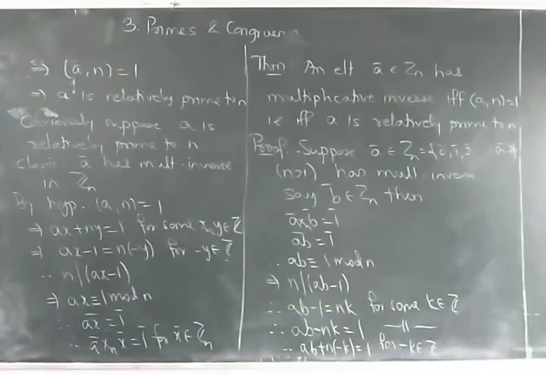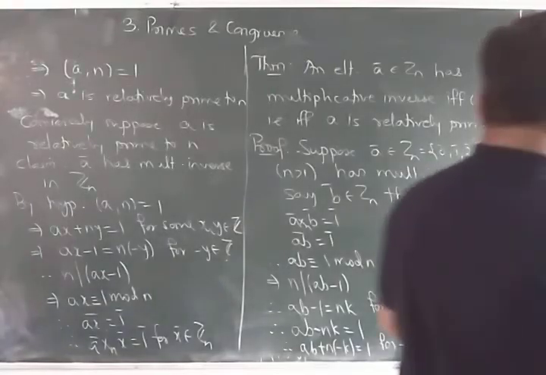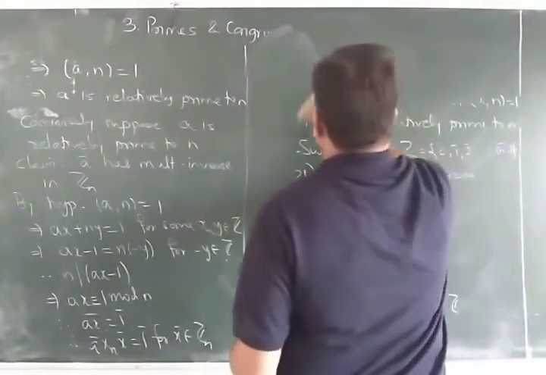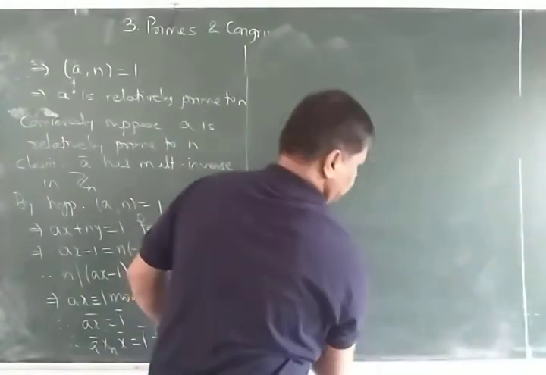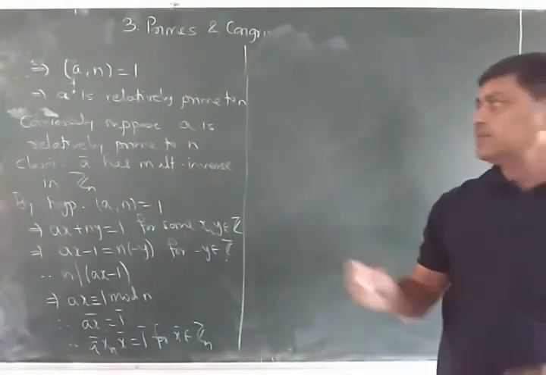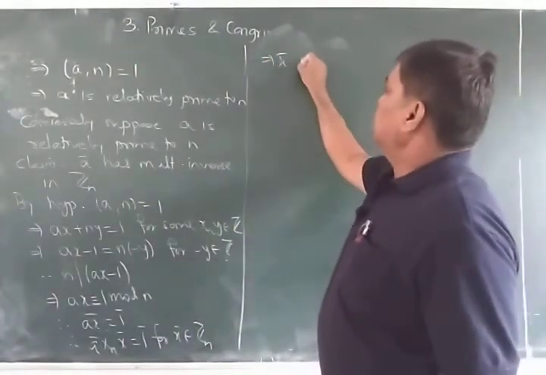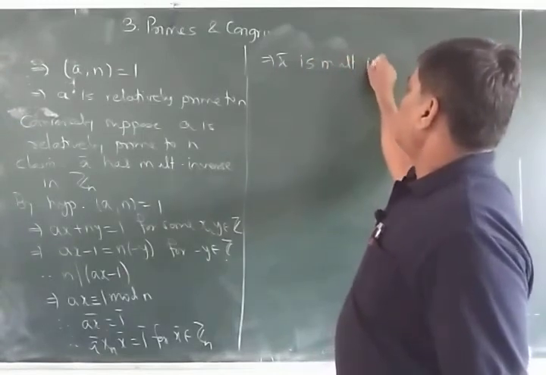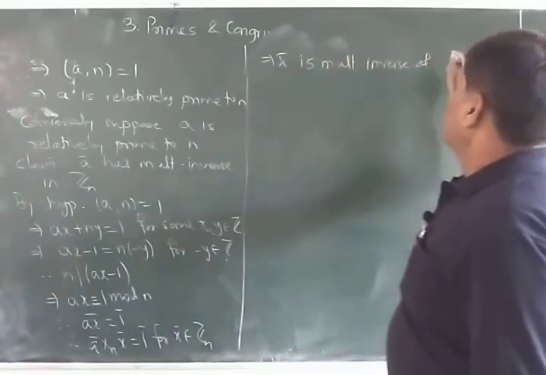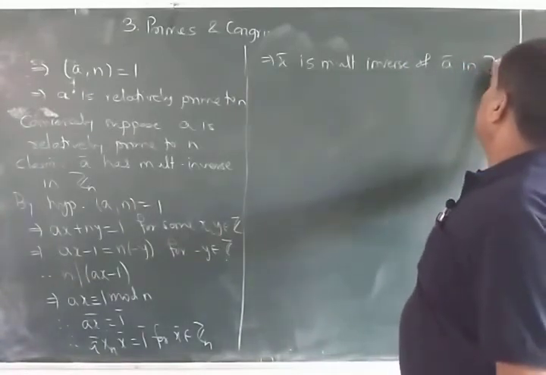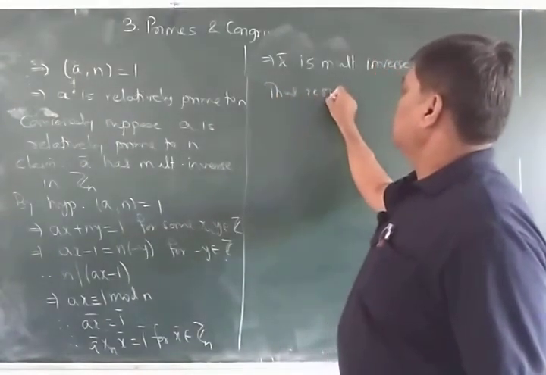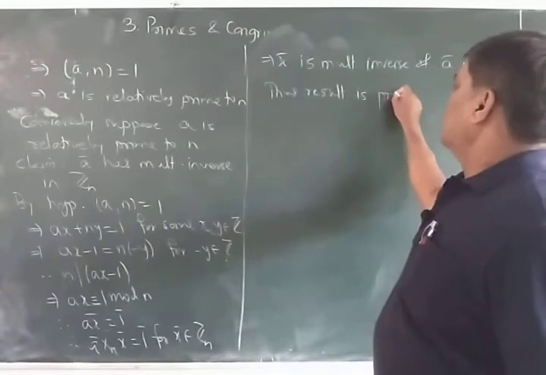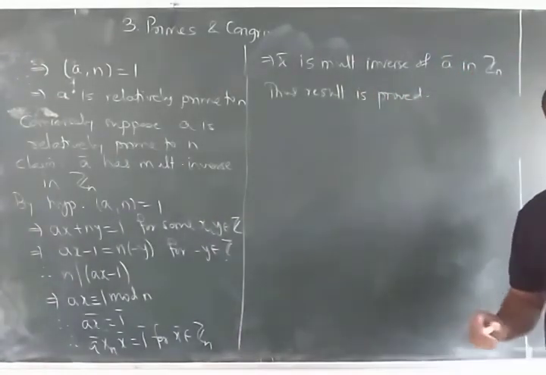Thus, a bar has multiplicative inverse in Zn, which implies x bar is the multiplicative inverse of a bar in Zn. Thus, the result is proved. Is it clear?